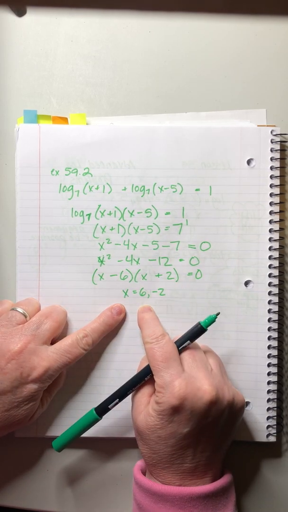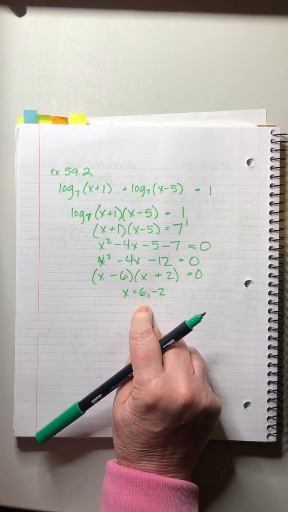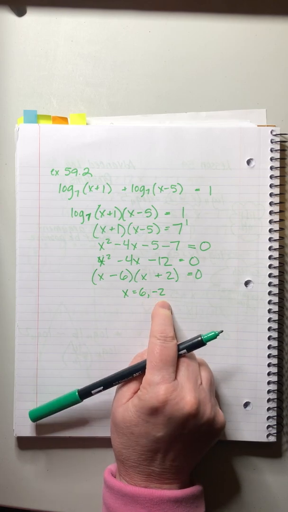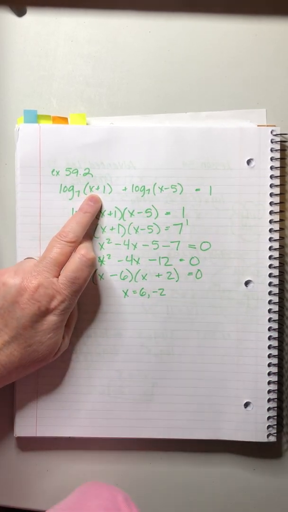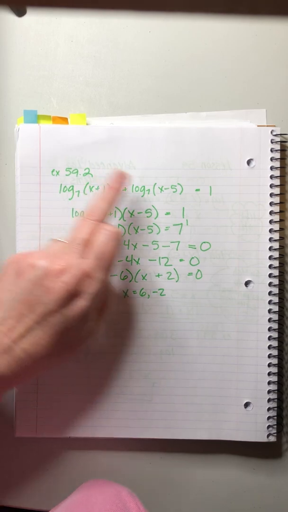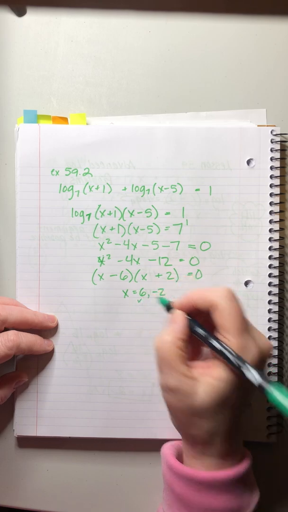Now let's check and see which of these two values work. So let's try 6 first. Does 6 work here? 6 plus 1 is 7. Yeah, we're good. 6 minus 5 is still positive 1, so we're good. So this one checks out.